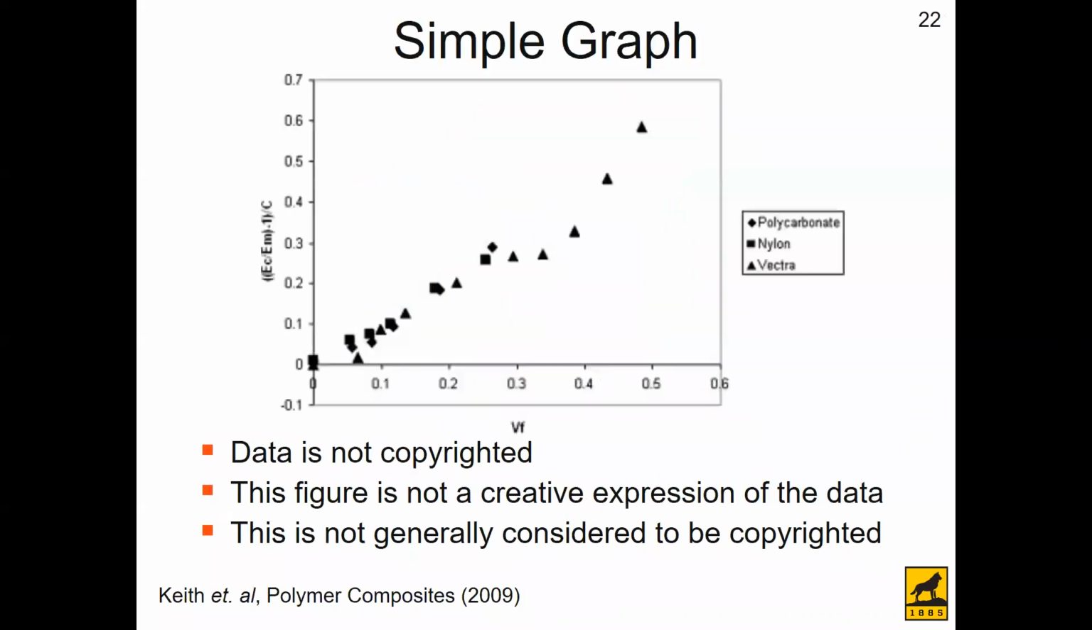The other thing that I see often is a simple graph. And data, again, is not copyrighted. This is a different way of presenting the data. Instead of a table, it's a graph. But, you know, we've got circles and squares and triangles. Maybe I would use red, blue, and orange. Maybe I would use a diamond instead of a triangle, but there's not a lot of creativity.